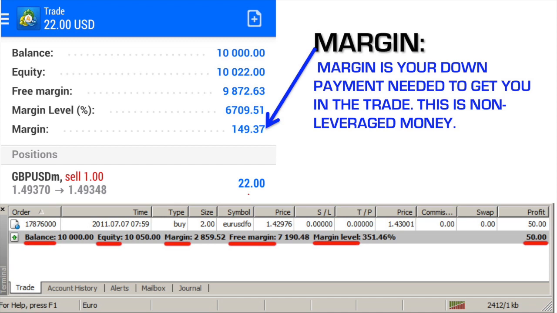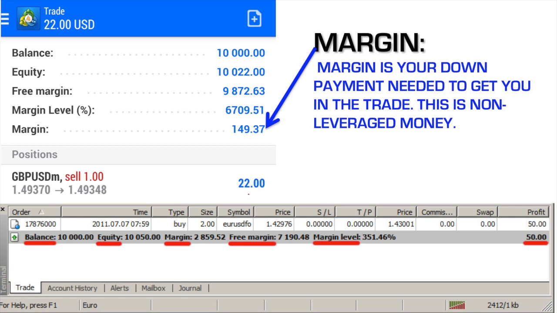Margin is your down payment needed to get you into the trade. This is non-leveraged money. So I did talk to you guys about leverage. So go back to the video that talks about lots and leverage. But margin is basically, for instance, when you buy a house, you don't just get to go into a bank and say, hey, I want to buy this $250,000 house. Great, right? Just give me the money. They're going to say, well, we need 20% of that $250,000. They're going to take 20%. That's their margin.